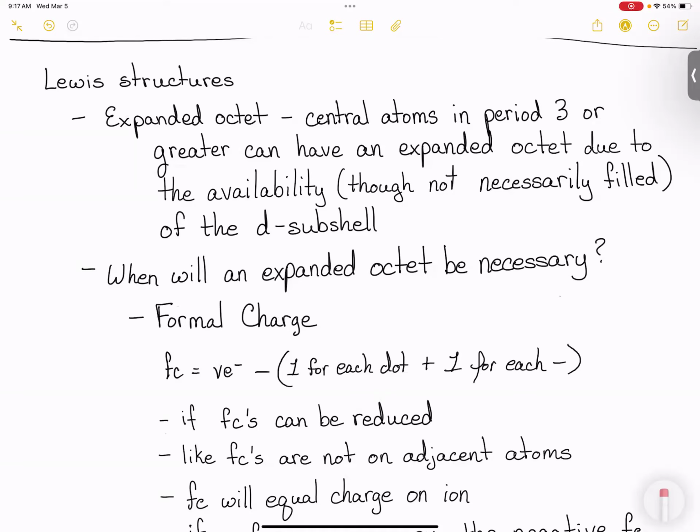Any element in period 3 or greater can have an expanded octet. It can have an expanded octet due to the fact that there is the availability of the d subshell. The d subshell does not have to be filled. It just has to be available, and then you can have an expanded octet. So again, any atom in period 3 or greater can have an expanded octet.